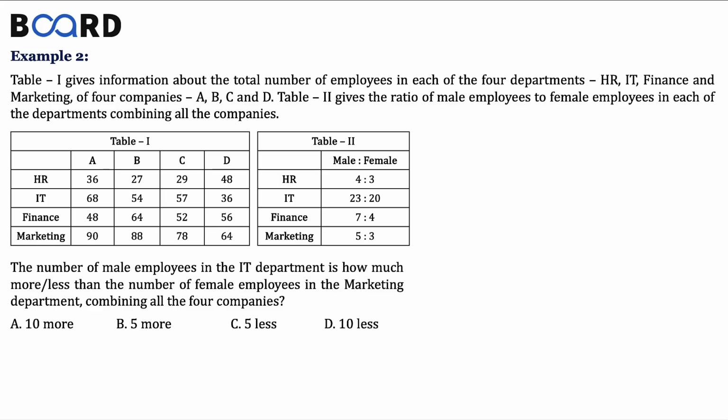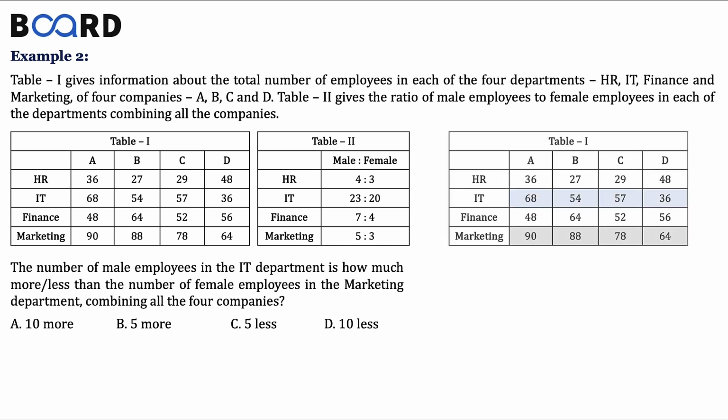They're asking us the number of male employees in the IT department is how much more or less than the number of female employees in the marketing department combining all the 4 companies. They are interested only in the IT department and marketing department of table 1. That should give us the total number of IT and marketing employees.